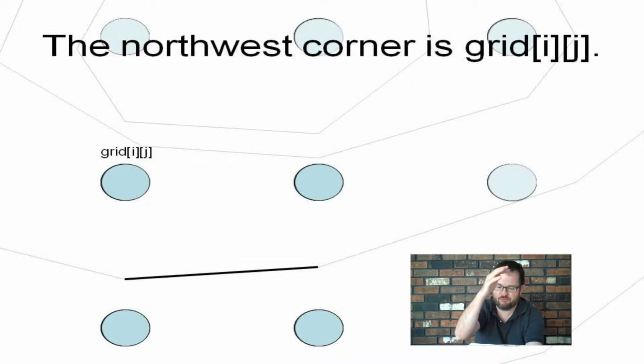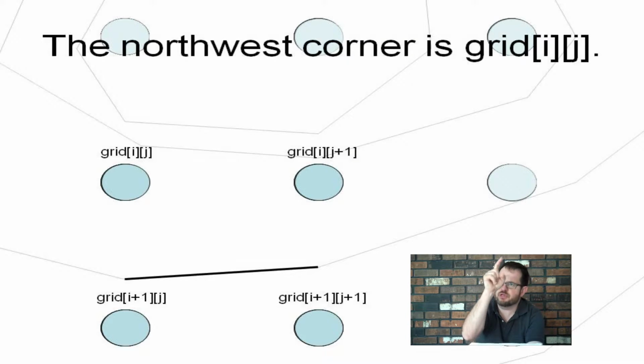So whatever, if we're in the ith row in the jth column of boxes, then that northwest corner is grid ij. And once you recognize the pattern here, if we're in row i, column j, then the northeast corner is going to be grid i, j plus 1, because we are one column farther over. And its latitude is going to be grid latitude i, j plus 1, and its longitude is going to be grid longitude i, j plus 1.